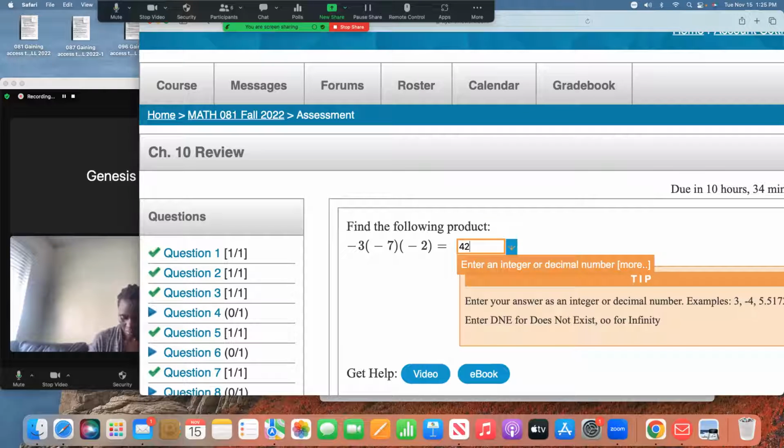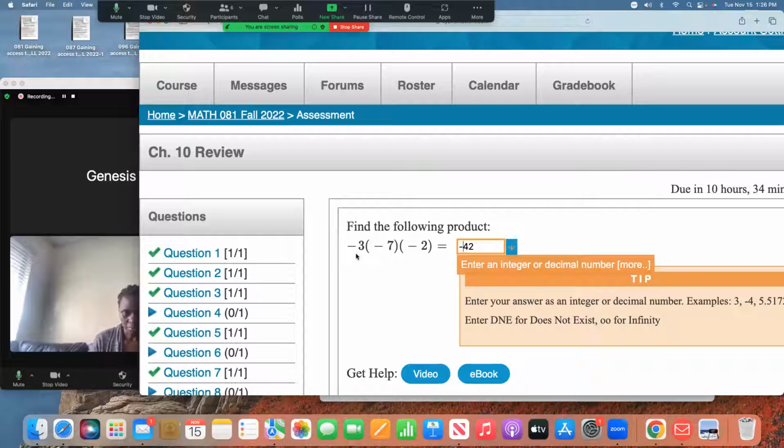42, right? But guess what? That's going to be marked wrong. And the reason is because the first two negatives made it positive. Then this positive times the third negative makes it negative. Any question about that?